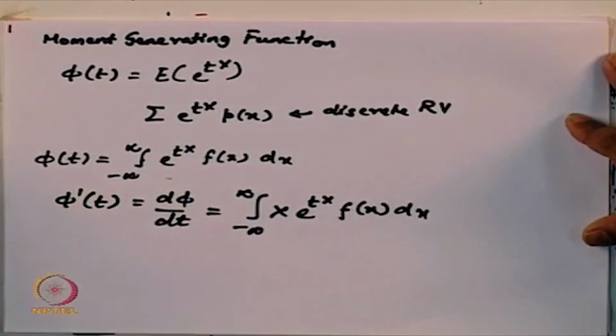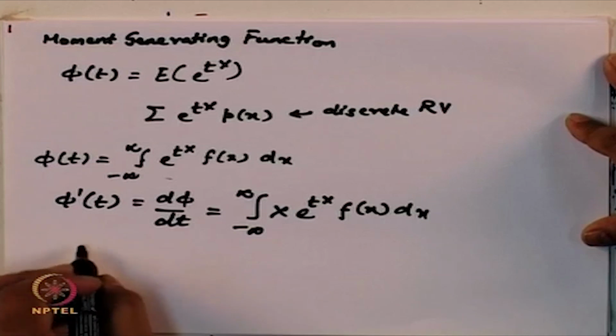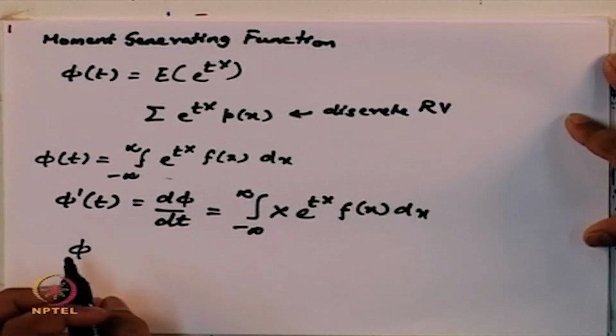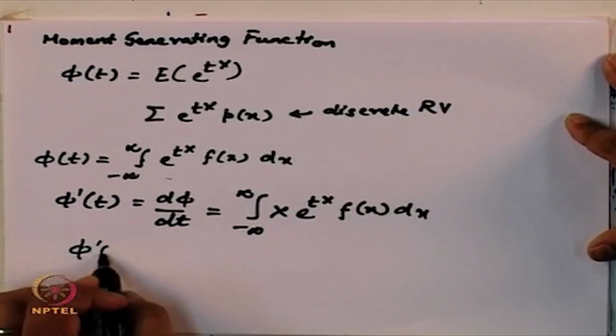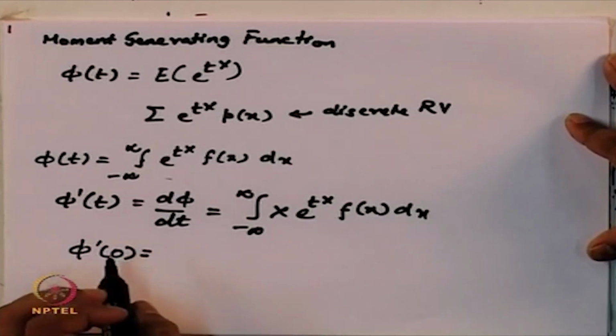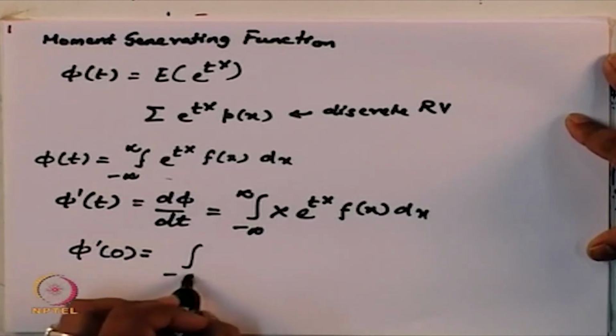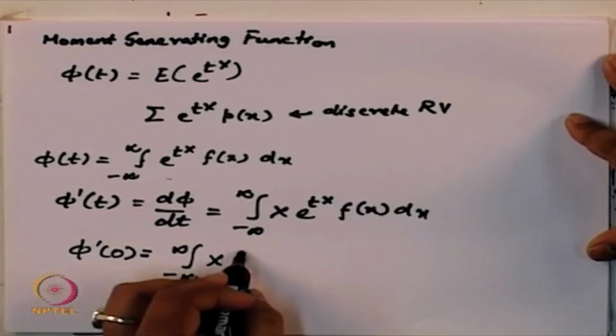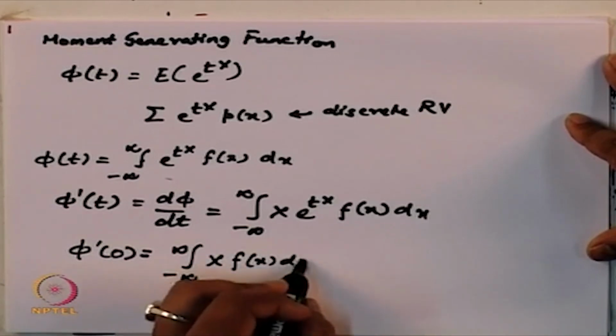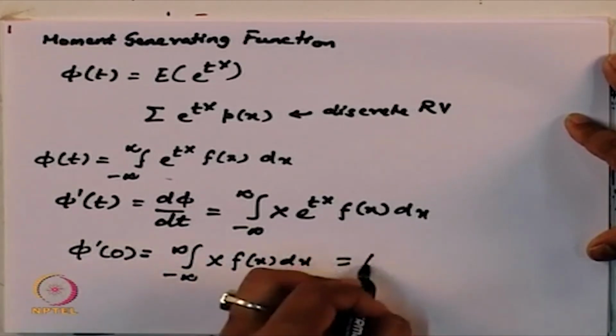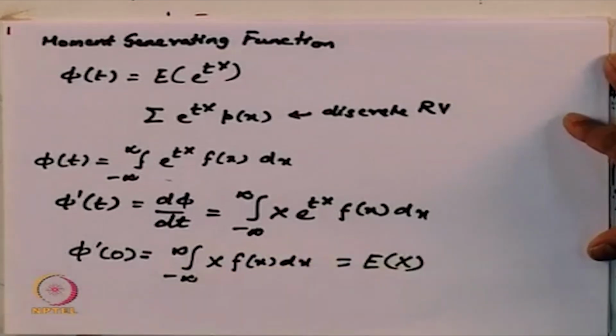So, what do we get as a consequence of that? I can write phi prime of 0 is equal to the integral from minus infinity to infinity of x f of x dx, which is nothing but the expectation of x.